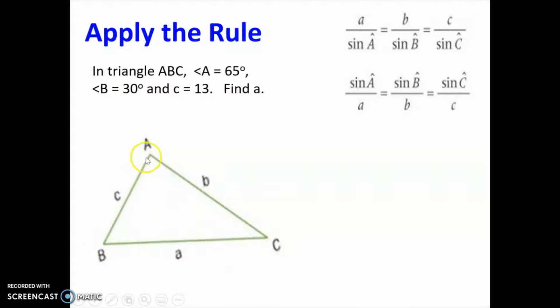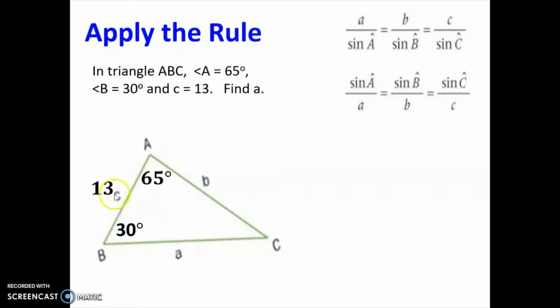The most important thing is, once you've labeled the angles, you then put the sides appropriately on there. So across from angle A, opposite, is side little a, and across from B is side little b, and across from angle C is little c. Once you've labeled that, you can label what you're given. So angle A is 65, angle B is 30, and c is 13. Again, that c is really important: it falls between these two angles. It has to be that side, because it has to be the side across from angle C.